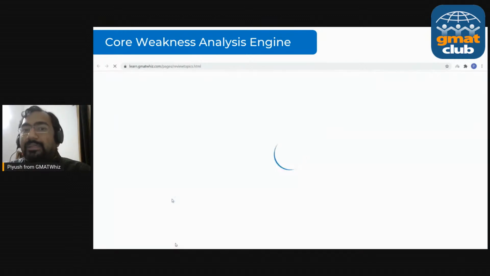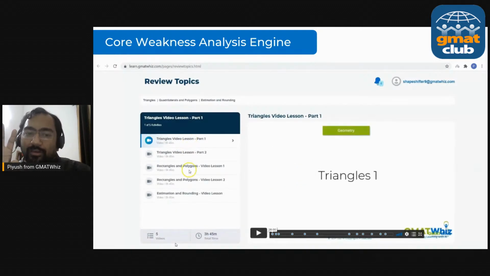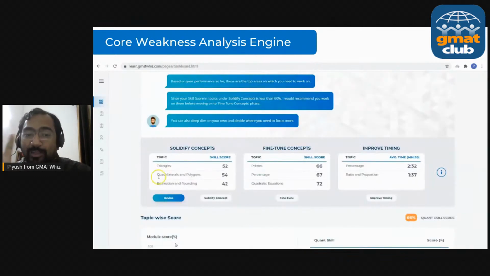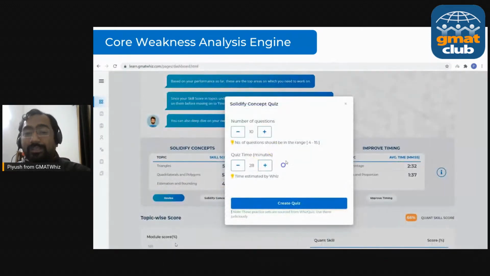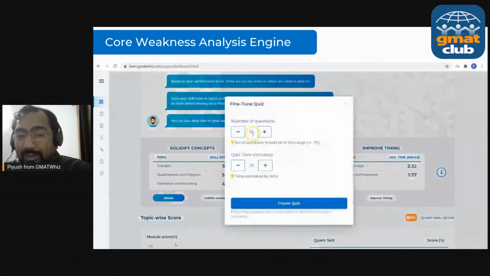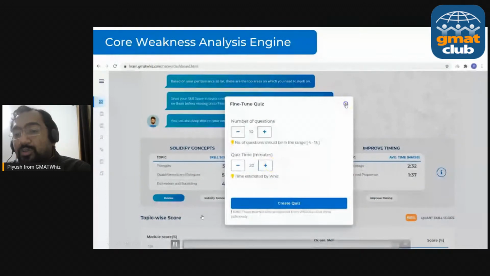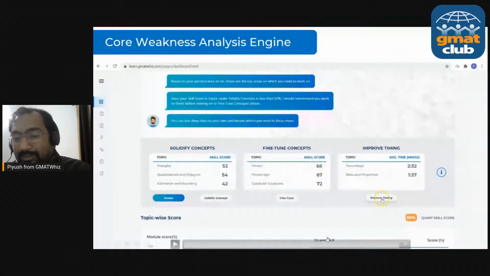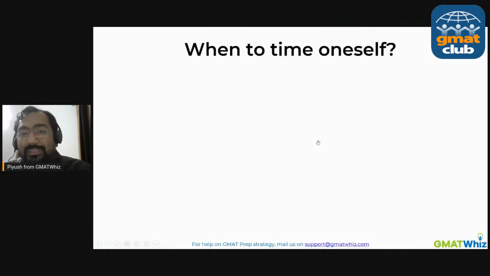If you have concept gaps, click on the revise button. It will automatically create an improvement module for you, where you can get to see specific video lessons on the areas where you are weak. Similarly, at the click of a button, you can even create a quiz around those concepts, and it will even suggest the optimal time for that particular quiz that you should take. So all these things are very easy for you. If you are a GMATWhiz student, you don't have to worry about any of this. There is a lot of data at the bottom which you can go through and understand. But yeah, that's just about one thing.